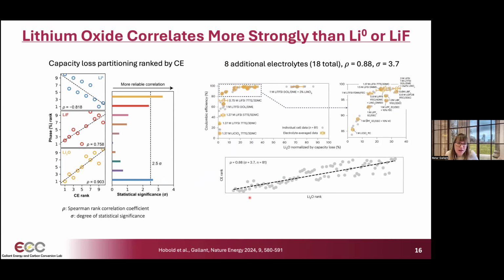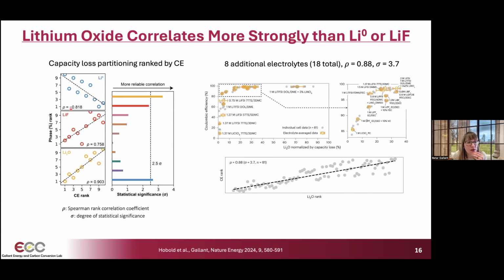So to avoid human bias, and it can be difficult to interpret all these statistics across a data set, we use a statistical analysis. So we conduct a rank analysis, and for each detectable phase, we rank in order of the amount of that phase, as shown on the x-axis, and then the rank in terms of Coulombic efficiency, as shown here. So across the entire data set, the three with the strongest correlations are pulled out here.